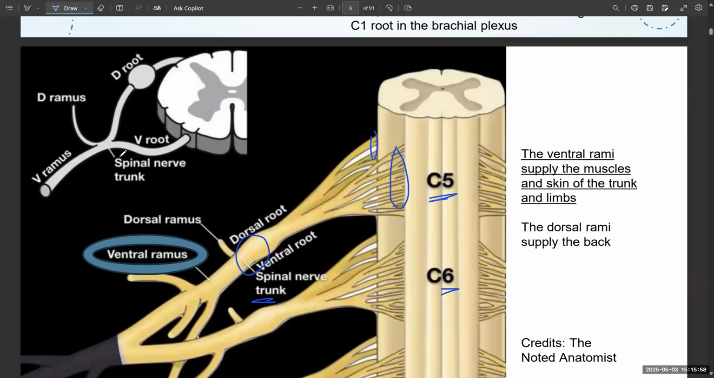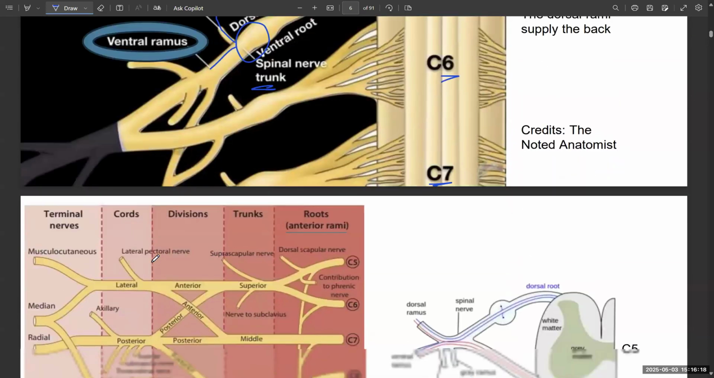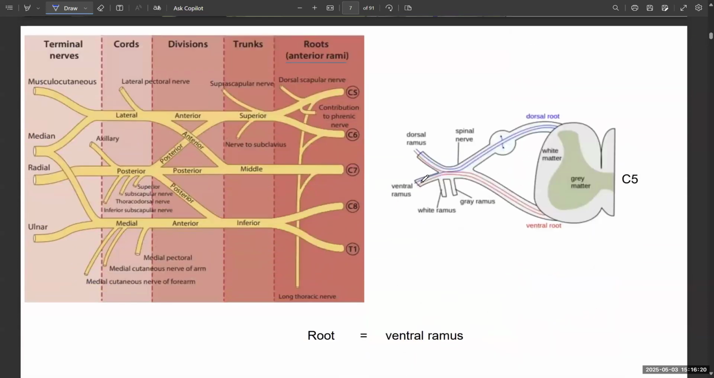Okay. Now the spinal nerve trunk, see, is going to divide into two again. It's going to give you the dorsal ramus and it's going to give you the ventral ramus. If you move on to this diagram over here, you have the spinal nerve trunk, right? It's going to divide into the dorsal ramus and the ventral ramus. We are concerned about the ventral ramus here because this ventral ramus is actually the root of the brachial plexus.